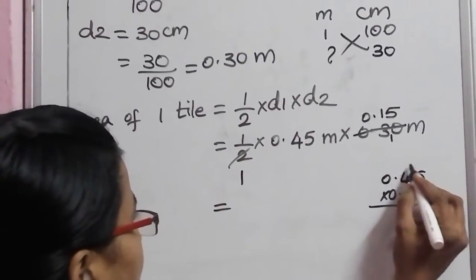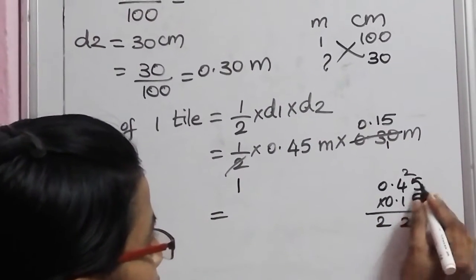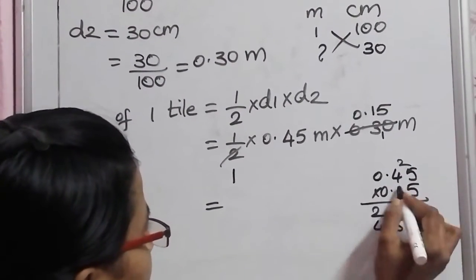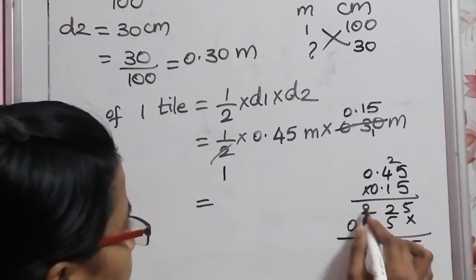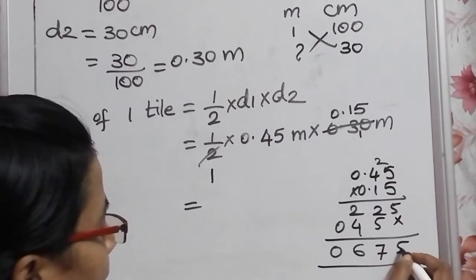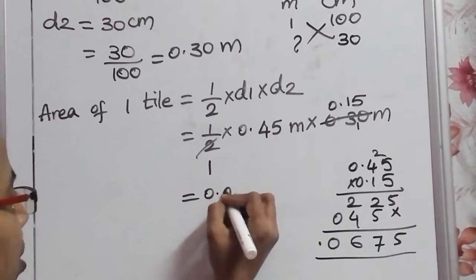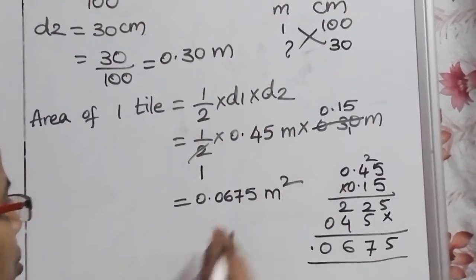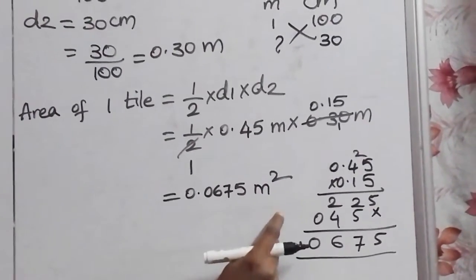5 fives are 25. 5 fours are 20. 20 plus 2 is 22. 1. So this place is cancelled. 5 times 4 times 0. So let's add 5, 7, 6, 0. So 1, 2, 3, 4. After 1, 2, 3, 4, keep a point. So this is 0.0675. Meter into meter is square meter. So it is 0.0675 square meters you got.